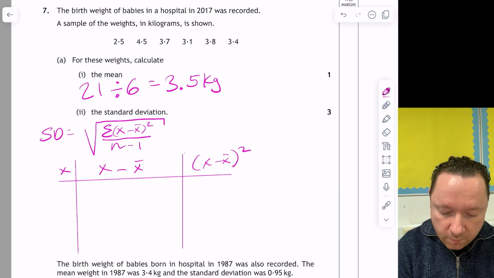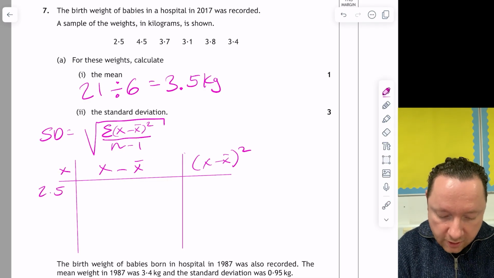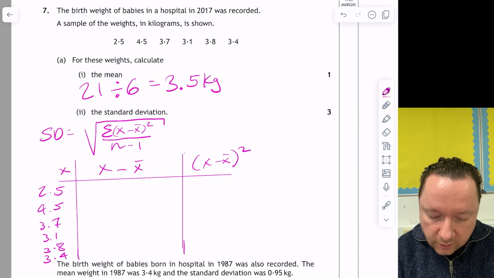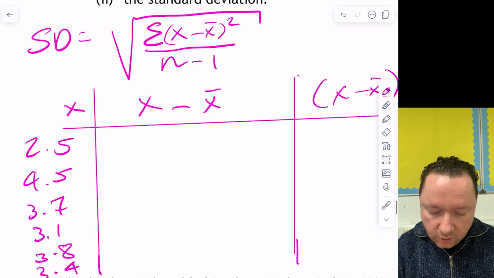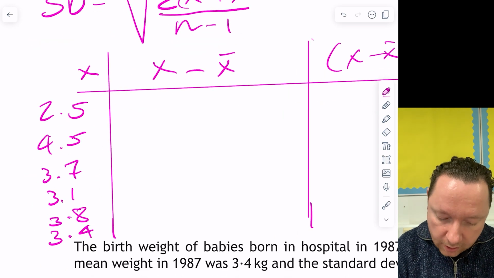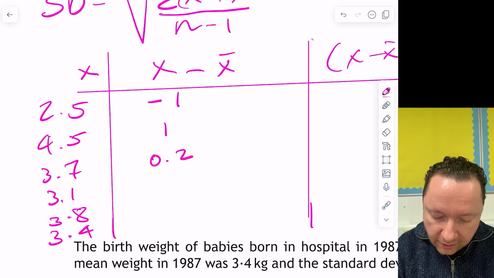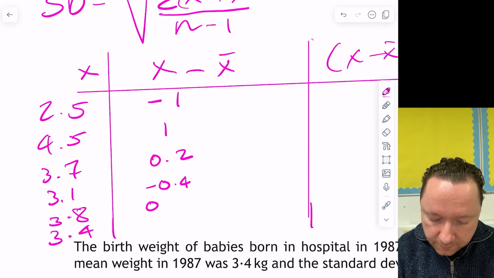So let's note down the numbers: 2.5, 4.5, 3.7, 3.1, 3.8, and last 3.4. So there's all my numbers. So I'm going to take away 3.5 from each of them. Now, use a calculator at any time, but I'm going to do it quickly. So that's minus 1, and that's 1. That's 0.2. That is 0.4 minus. That is 0.3. And that is minus 0.1.